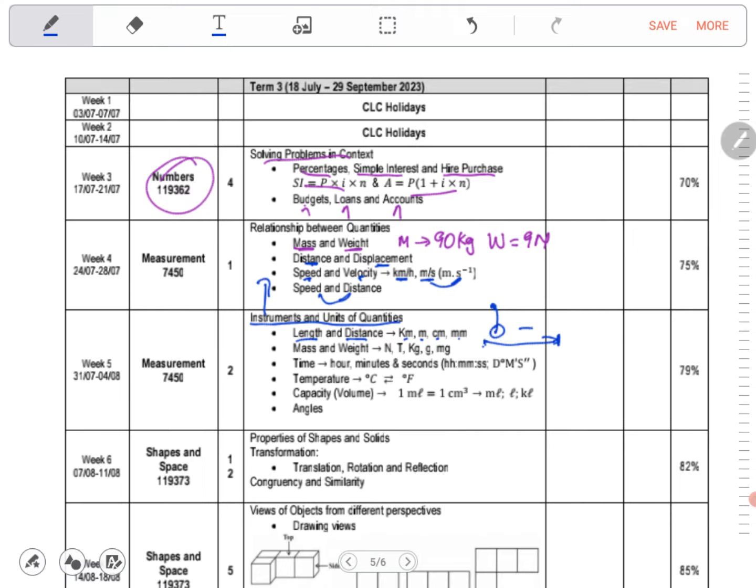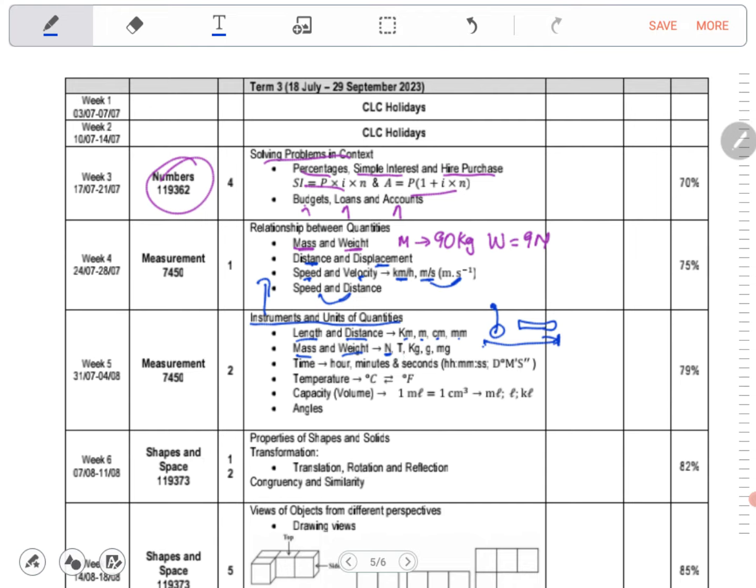We can use a ruler, for instance, as well. We use a tape measure. People who sew and who put together clothes use a tape measure and stuff like that. Let me not dwell much on that. And we also have mass and weight. I've just said that we can use newtons for weight.